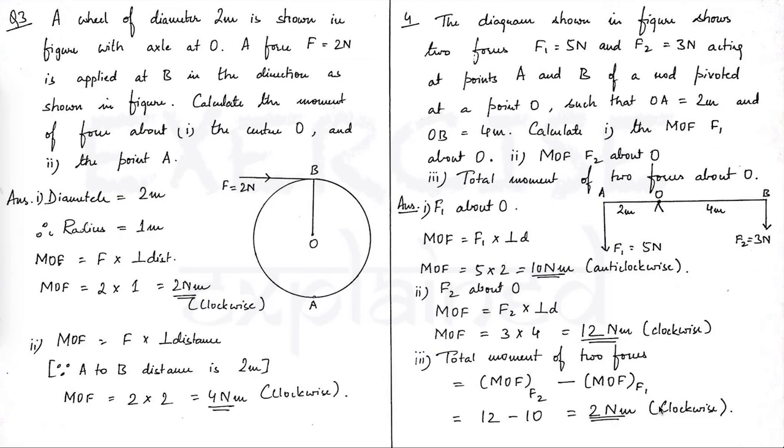Now the direction we will write will be of the moment which has a greater value. Here if we compare these two, this one is 10, this is 12. So this is the greater value. So this was clockwise. So the total moment of two forces will also be clockwise. Always remember, we need to take the direction of the greater moment in these cases. So here 12 was greater, so that had clockwise direction. So the final total moment will also have clockwise direction.